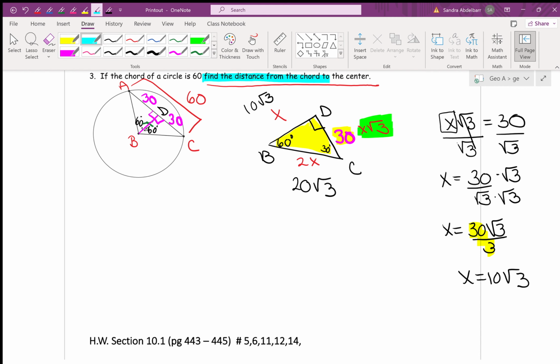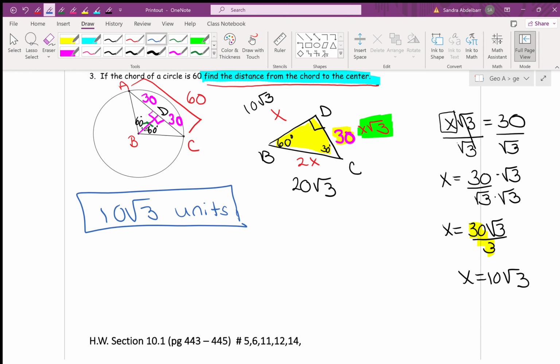Now go back to what it was asking. Find the distance from the chord to the center. Which one of these represents the distance from the chord to the center? The 10 root 3. So we are 10 root 3 units. All right, this is your homework for section 10.1. Now let's go on to 10.2.